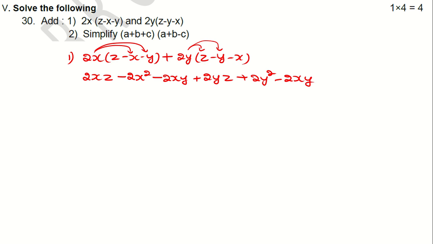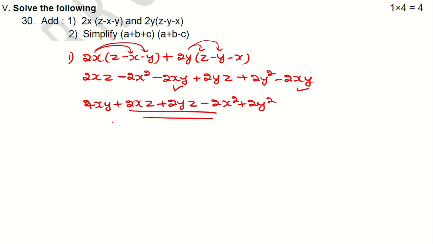So here you observe the like terms. There are 2xy and 2xy, these two are the like terms, and there is only one other like term, so we have to add that one. So 2xy plus 2xy becomes 4xy, plus 2xz plus 2yz minus 2x square minus 2y square. So this is the answer you get.